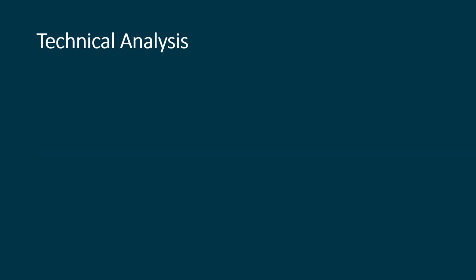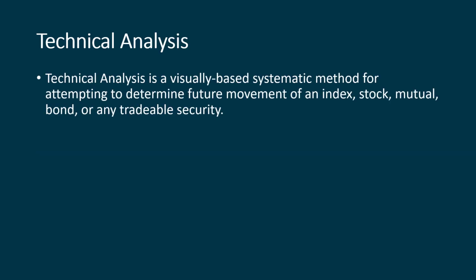What is technical analysis? It's a visually based systematic method for attempting to determine future price movement. That's really what we're trying to do here. We use what's happened in the past, we calculate some numbers, come up with some pretty little lines that we look at on a chart, and then we use that to try to determine what is going to happen tomorrow, next week, next month, and into the future.